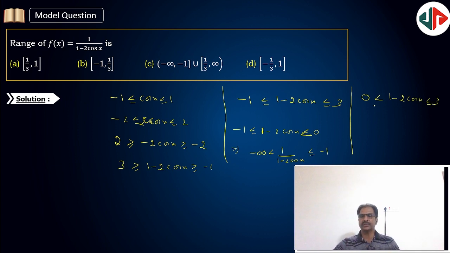If 1 minus 2 cos x lies between 0 and 3, you have to split minus 1 to 3 as minus 1 to 0 and then 0 to 3. Then its reciprocal lies between 1 by 0, infinity. 0 to 3 means positive values only, so the reciprocal is also positive, and lies between 1 by 3 and infinity. So 1 by 3 is less than or equal to 1 by 1 minus 2 cos x. So the given function lies between minus infinity to minus 1 union 1 by 3 to infinity. Option C is correct.